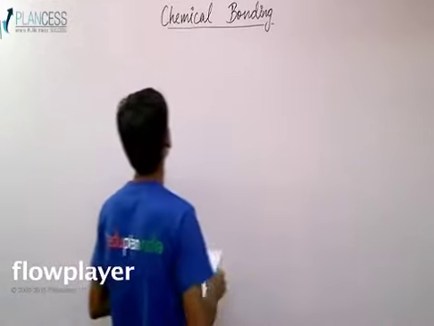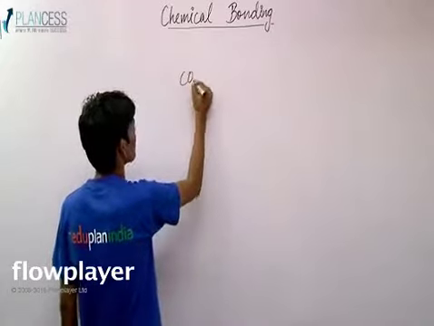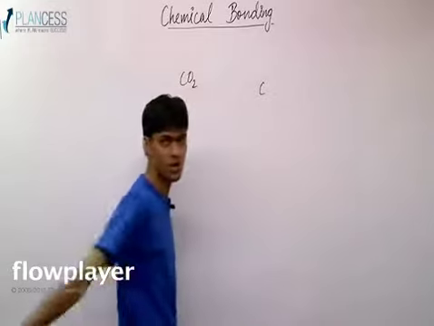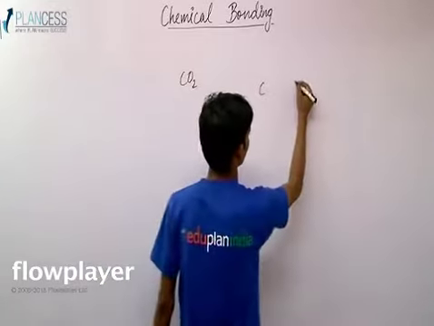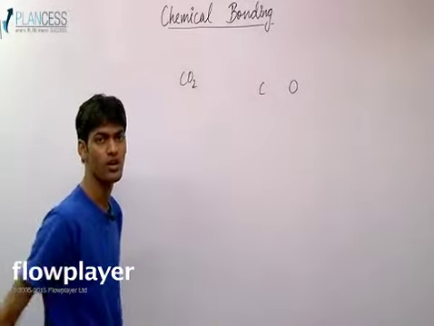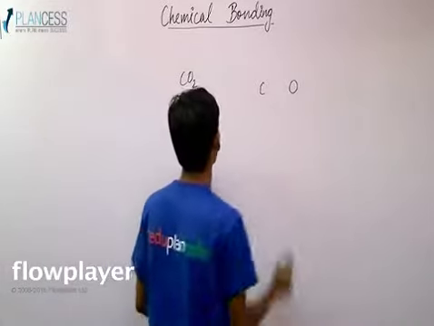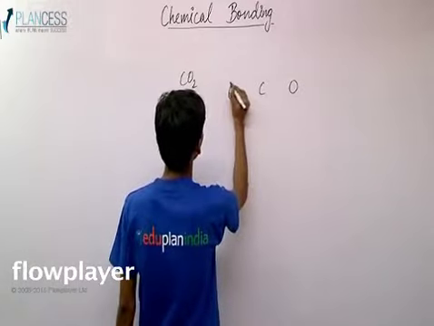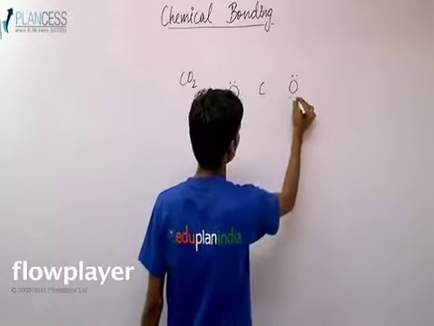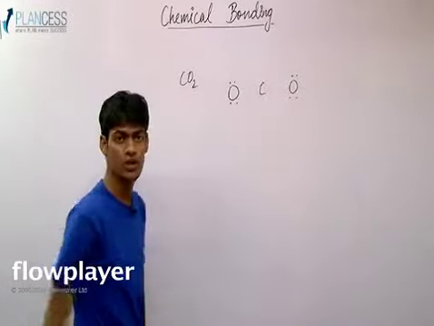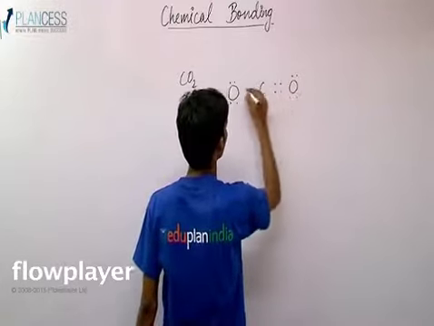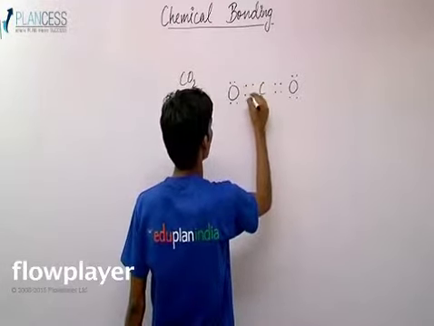Let's say the structure of CO2, that is carbon dioxide. Carbon has 4 valence electrons and oxygen has 6 valence electrons. Oxygen has an electronic configuration of 1s2, 2s2, 2p4, and carbon has an electronic configuration of 1s2, 2s2, 2p2. So oxygen shares its 2 electrons with the carbon atom, so here there are 4 electrons, and it again shares its 2 electrons from here.